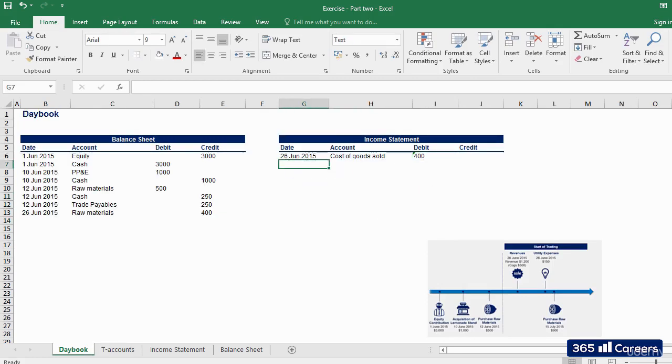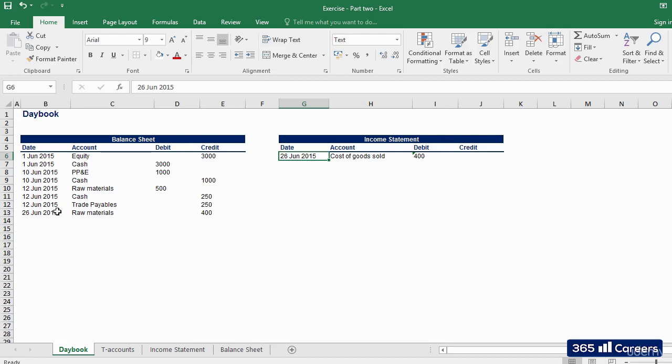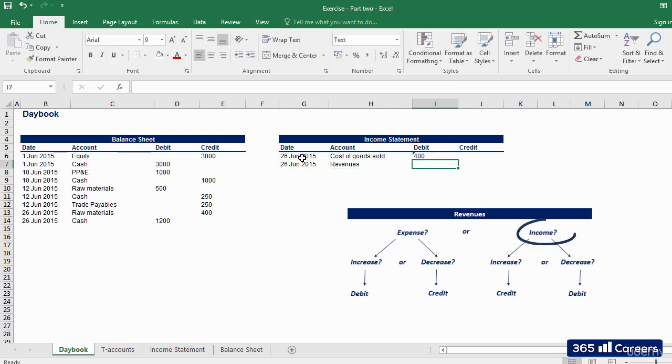The two friends were able to sell lemonade for $1,200. Clients pay for the lemonade directly with cash, and this is why we will have the following entries. On the 26th of June, the firm was able to increase its cash by $1,200. Cash is an asset. Therefore, we have to debit the cash account. The money was received because the firm generated revenues. We need to increase the revenues account as well. An increase of revenues means that the account needs to be credited.